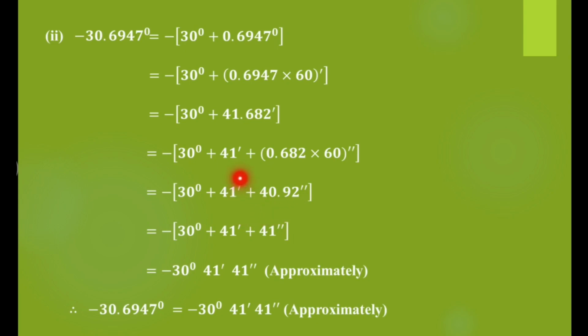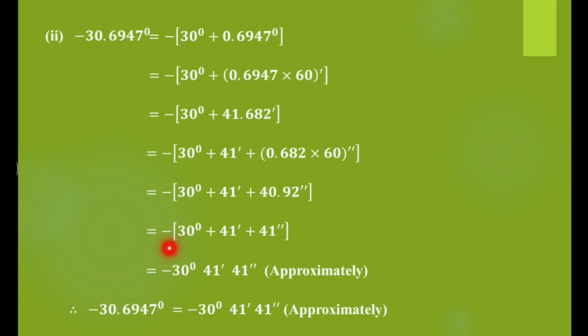and this 41 minute and 30 degree, we have to write separately. For that we have to round up this value 40.92 second to 41 second. So see here, 30 degree plus 41 minute plus 41 second. So we write this as approximately because we round up here.